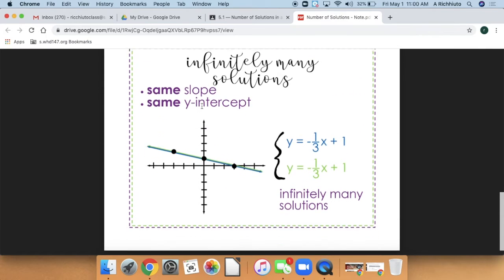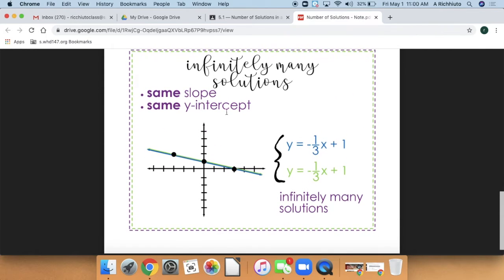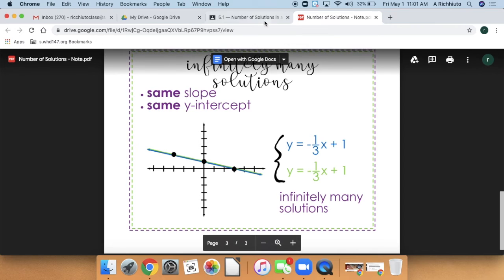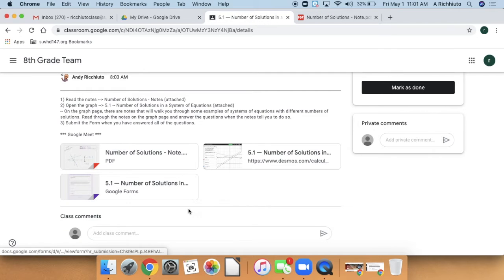All right, and lastly, we have the possibility that these lines might have the same slope and the same y-intercept. Well, if they have the same slope and the same y-intercept, that would make them the same line, meaning they lay on top of each other, right? So every point on that line is going to be on both of those lines. Therefore, every single point is on both of those lines. So there is an infinite number of solutions, or we say infinitely many solutions. All right, so that's just a quick look at the notes.